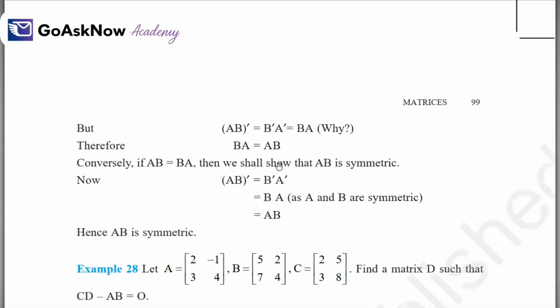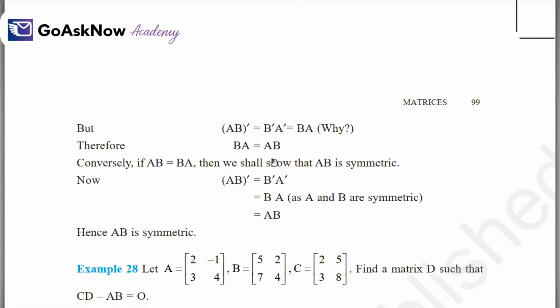Okay. Now (AB) dash is equal to B dash A dash also, because (AB) dash can be written as B dash A dash. That is the property we have earlier seen in the transpose of matrices. So it is equal to BA. Why? Because B dash is equal to B and A dash is equal to A. So BA equal to AB is coming from both the conditions.